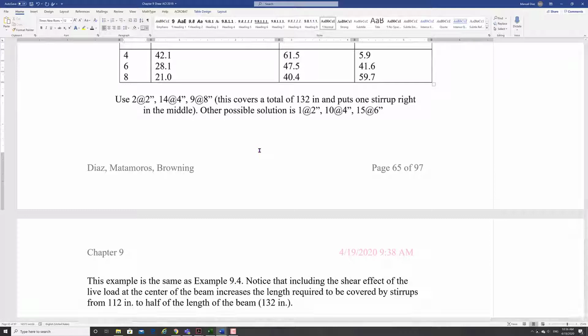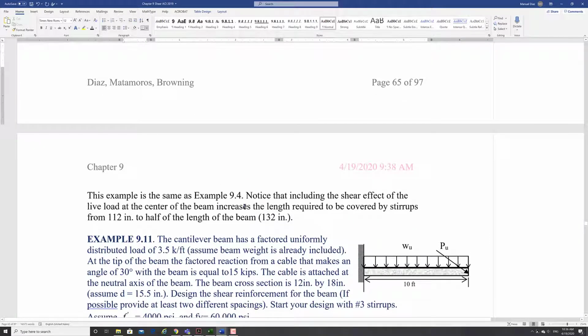So this example then, what it shows you here also is that the length of stirrup now got all the way to the center. Okay? Compared to what we did before when we ignored the effect of the live load.